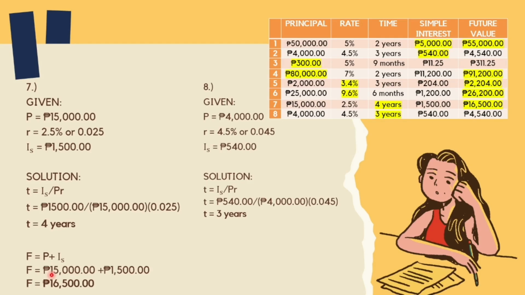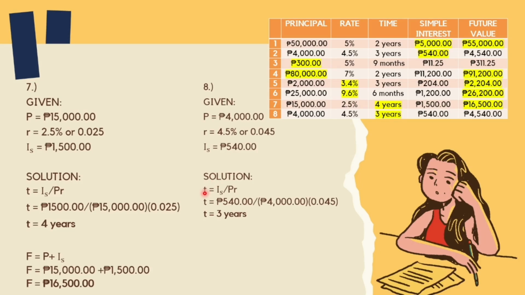It's really quite simple. Now, for the last example before moving on to the word problems, we have here number 8, or question number 8. We have here the following given. Given P, or principal, is 4,000 pesos. Given R, or rate, is 4.5%, or once divided by 100, you get 0.045. And the given IS, or simple interest, we have here 540 pesos.